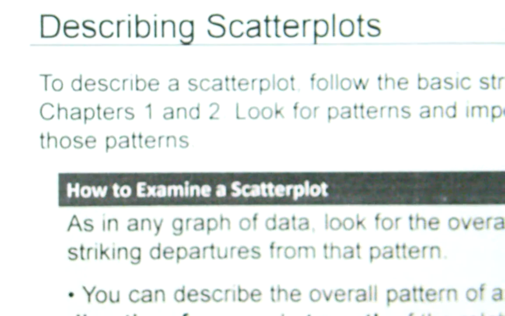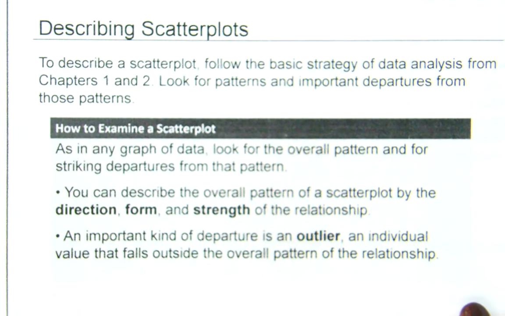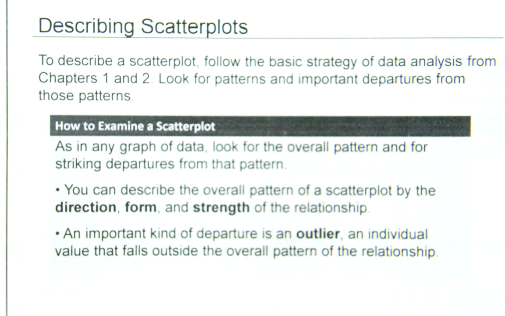Okay, so let's move on to the second part. Describing scatterplots is what we really want to get into, because just doing them isn't really going to do much for us. To describe a scatterplot, follow the basic strategy of data analysis from Chapters 1 and 2. We're going to talk about the direction, the form, and the strength of the relationship of the scatterplot. And are there any outliers that you might see?